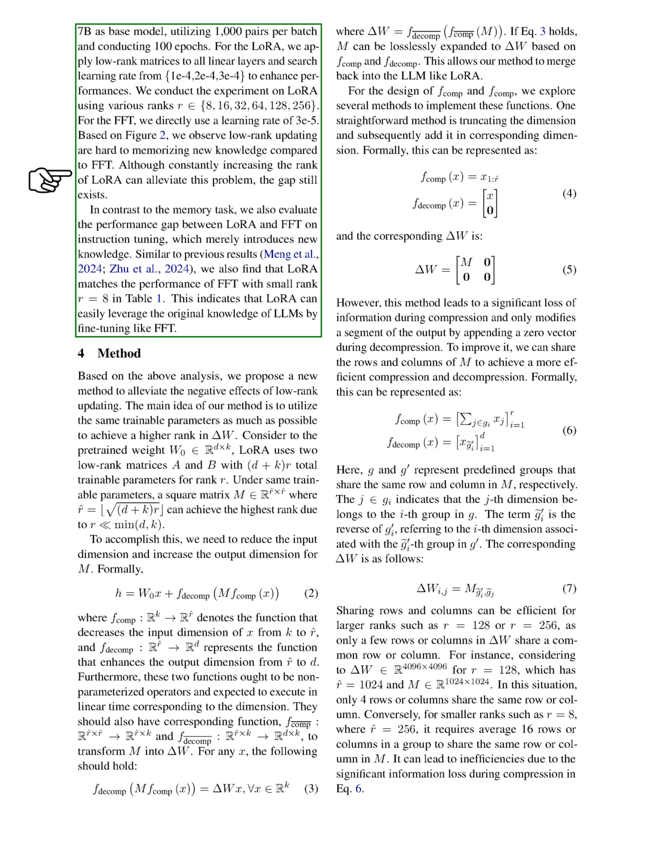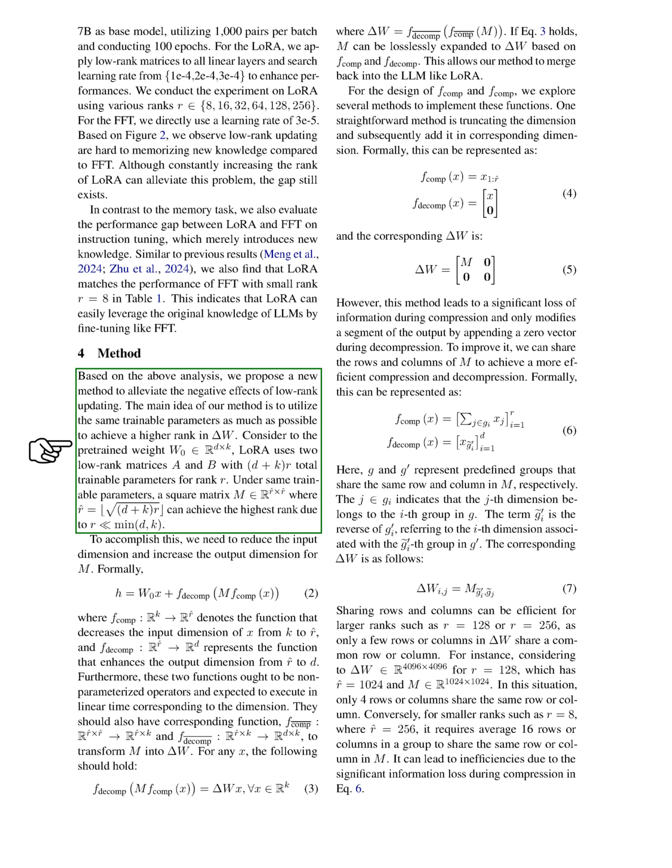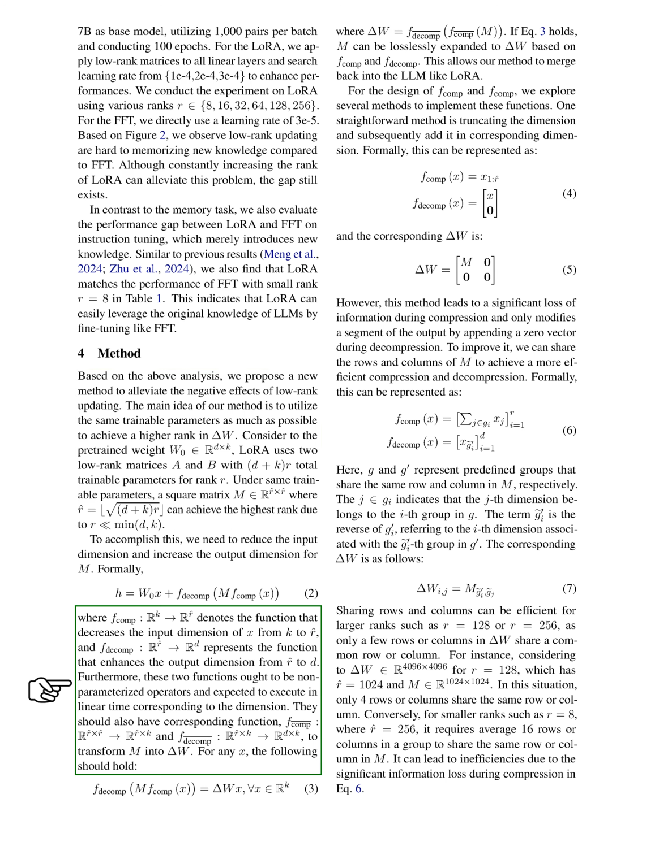Section Method. In this section, we introduce a new method to address the challenges posed by low-rank updating. Our approach focuses on maximizing the use of trainable parameters to increase the rank in delta W. We start with a pre-trained weight W_0 in R^(D×K). LoRA employs two low-rank matrices A and B with a total of (D+K)r trainable parameters for rank r.